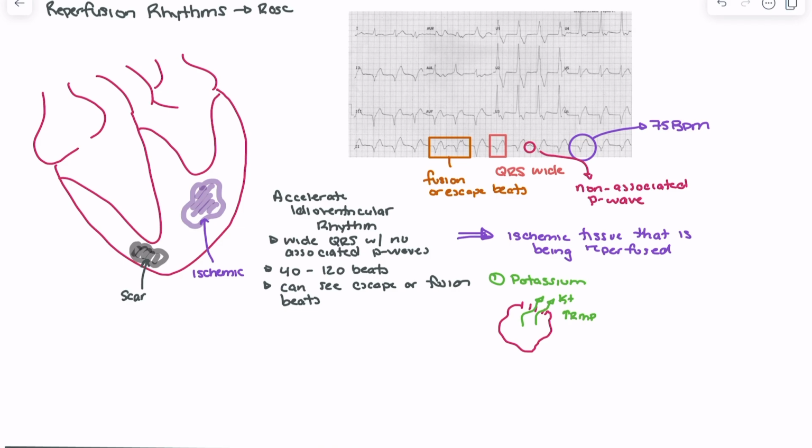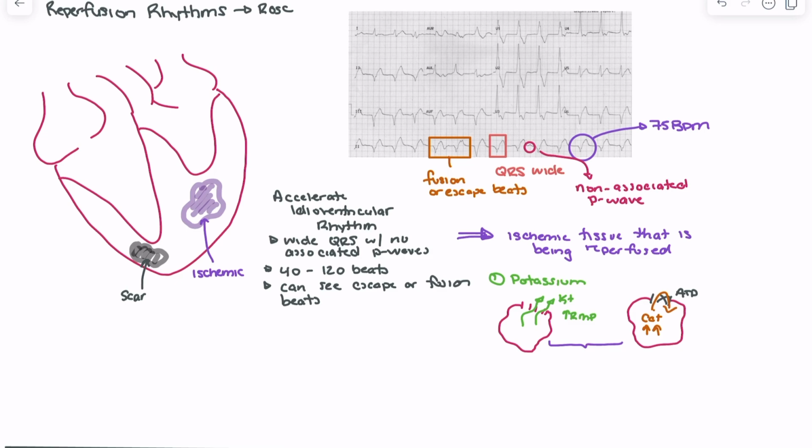The other thing we have to consider is that if this tissue was deprived of oxygen, our ATP pumps are not going to work. If this is one of my ATP pumps, one of its functions is to move calcium outside the cell, so we can see an increase in intracellular calcium concentrations. We see this big pooling of calcium within the cell, and that too can increase automaticity. So potassium changes and calcium changes are often associated with an increase in automaticity for these patients, which is often why you see this accelerated idioventricular rhythm.